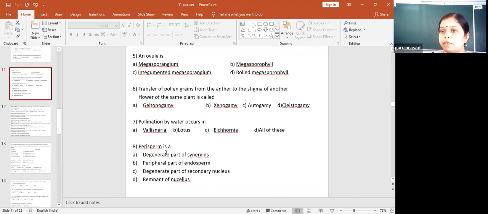Perisperm is there. This also I have discussed in the structure of the cell, isn't it? Now only I have told you. So what is the perisperm? Degenerated part of synergid, peripheral part of endosperm, degenerate part of secondary nucleus are remnants of this. In some of the cells we can see the persistent remnant of nucellus. Not nucleus, nucellus. Okay, don't get confused, nucleus and nucellus. The innermost layer of the megasporangium, which covers the embryo sac, is called nucellus, which is nutritive in its function. So this remnant part of the persistent nucellus is called what? Perisperm. So we know this, hence we can easily select option D.